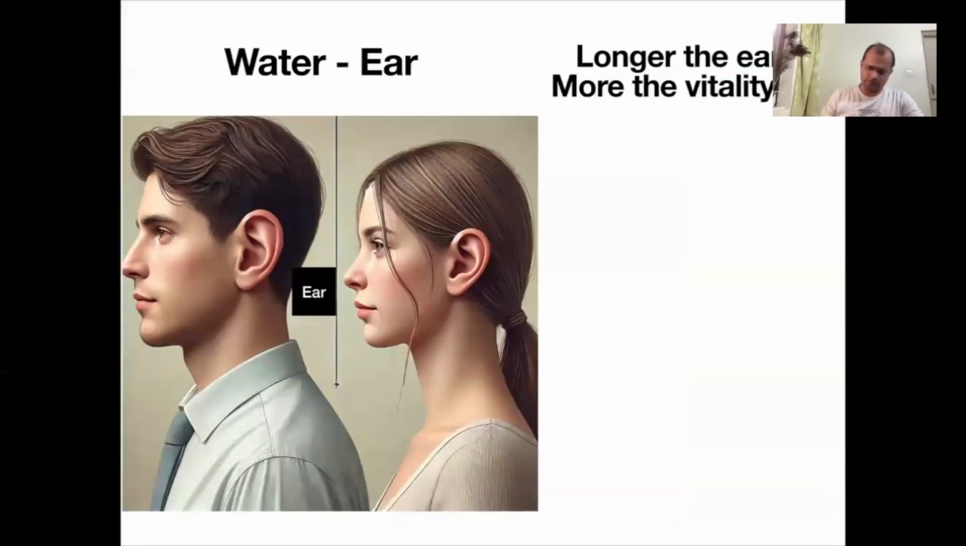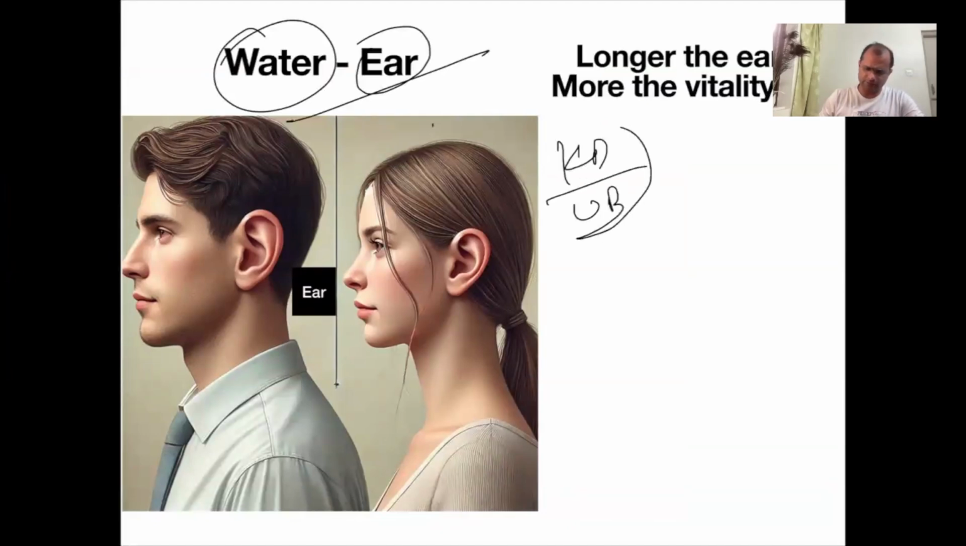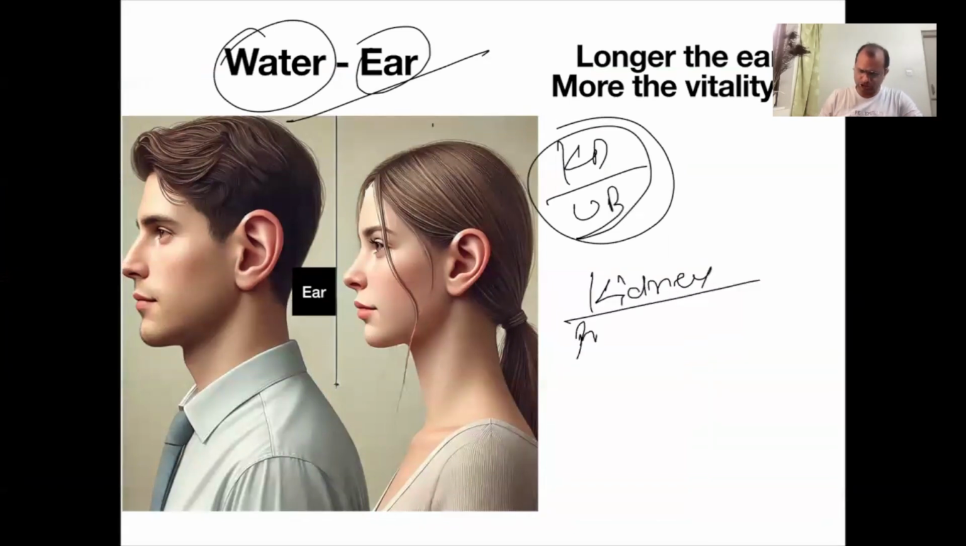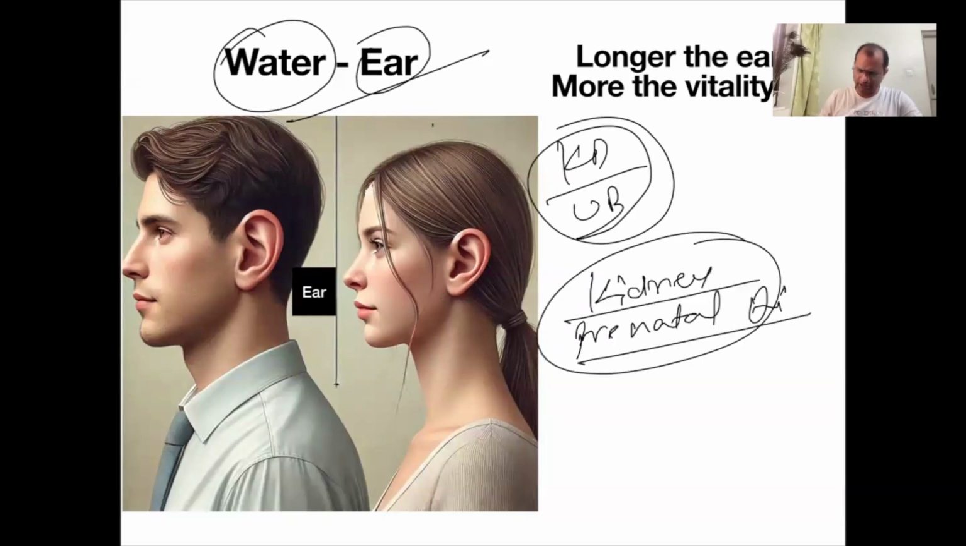In the same way, the ear represents the water. Water means kidney and urinary bladder. Water का मतलब है kidney, water का मतलब है urinary bladder. So what is the kidney? The kidney is where we have our prenatal chi. Prenatal chi we are getting from the previous life, and prenatal chi we are getting from our mother or parents.